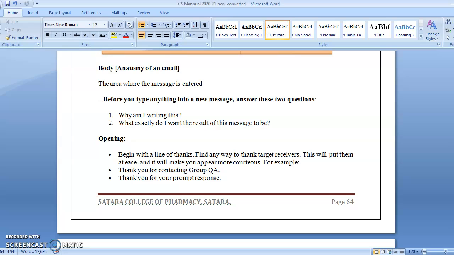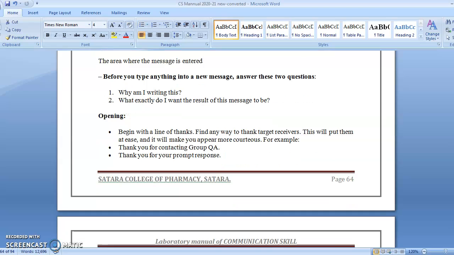The body is divided into two types. The first type is the opening. You have to open your email, that is the beginning of your email. You have to know why you are writing this, and what exactly you want the result of this message to be. So this is the opening of your mail.